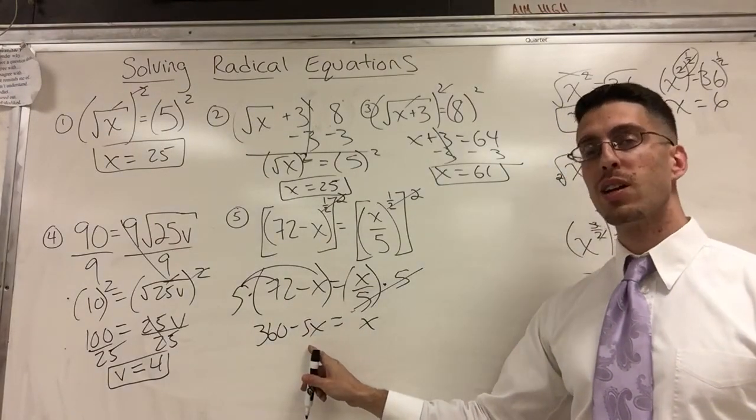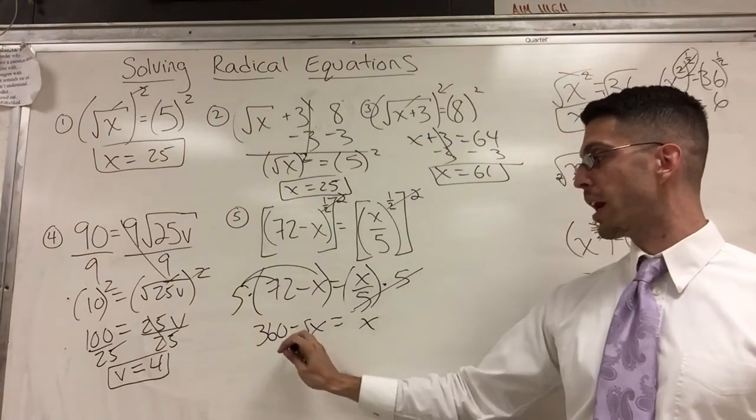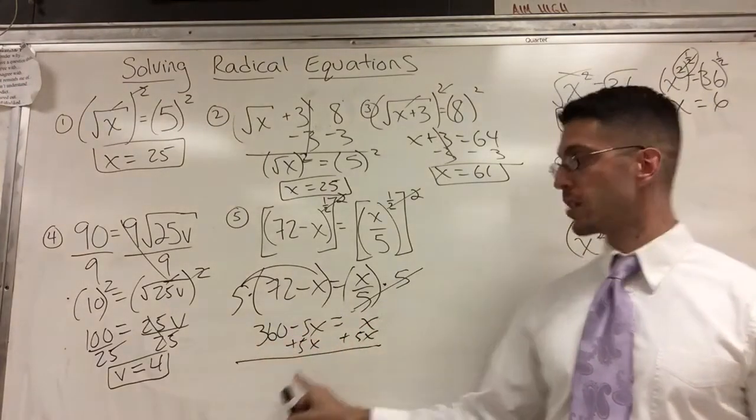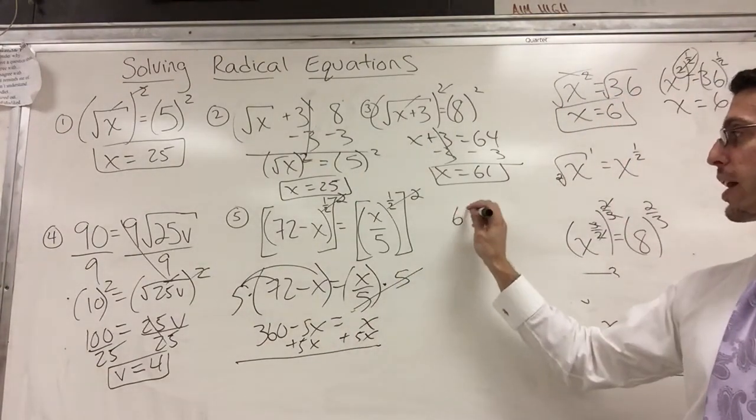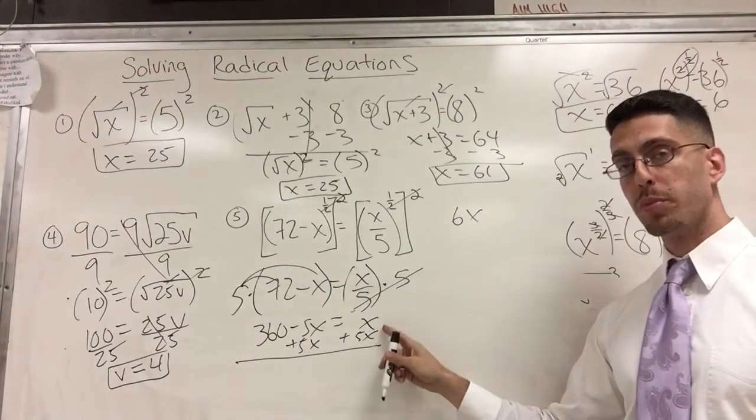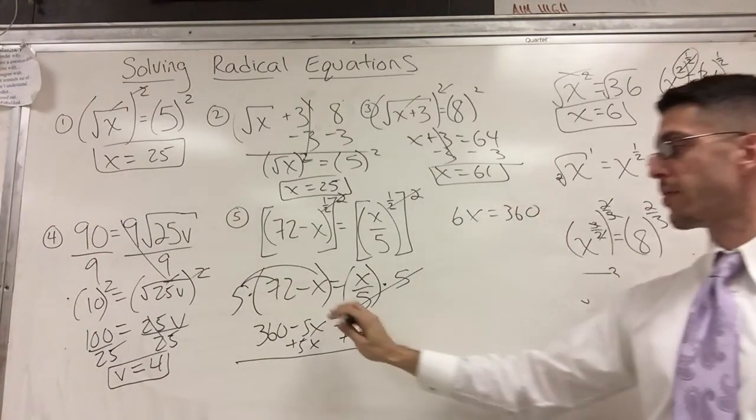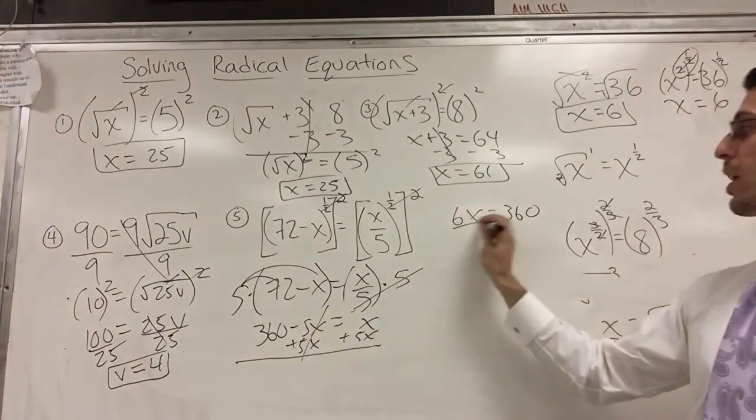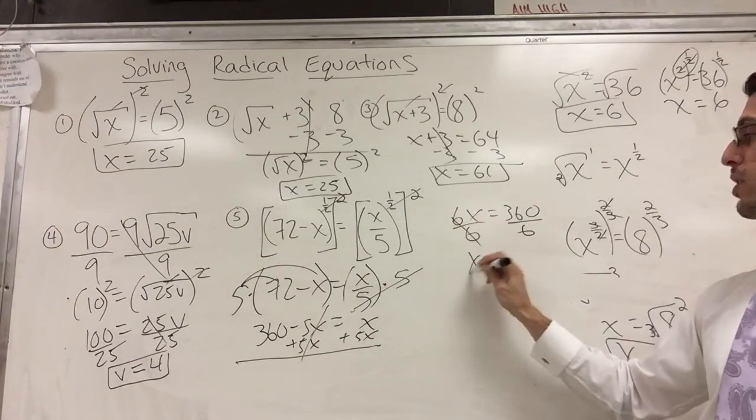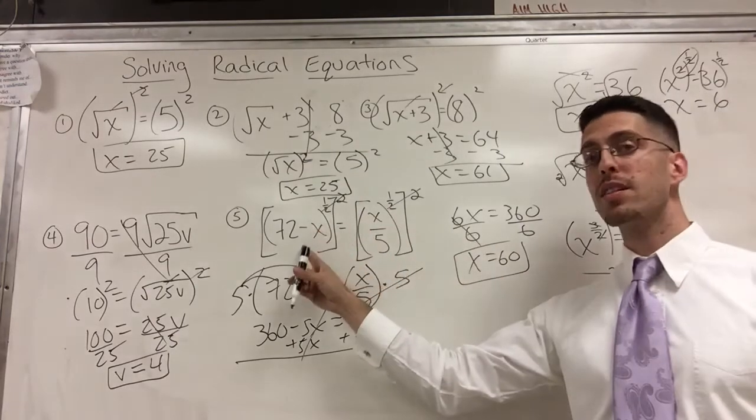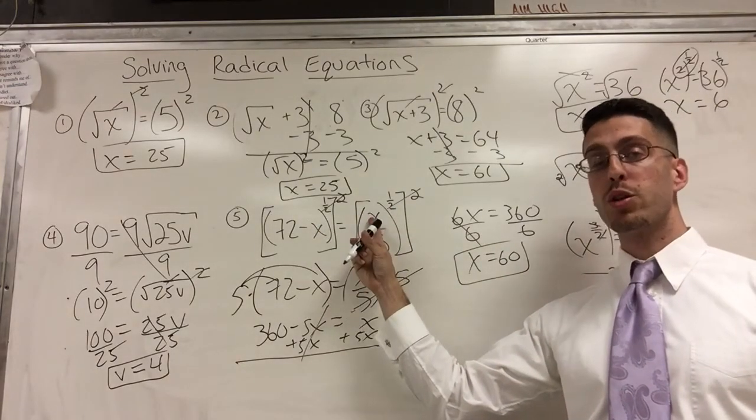So x is still not alone. Now you just have to have algebra skills. I'm going to add 5x to both sides. And if you can't see, I'm going to come over here. 6x, right? X plus 5x, 1 potato plus 5 potatoes is 6x, equals 360 drops down because the 5x is canceled out. And then I divide by 6, and x equals 60. Again, take the 60, go all the way back to the beginning, plug it in here, make sure it works.